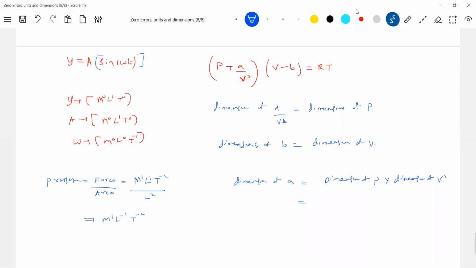So substitute here. The dimensions of volume square should be M0, volume will be L to the power of 6, T0. So these are the dimensions of A. The dimensions of b are the dimensions of volume. Okay, it's quite clear. So like this it will happen.